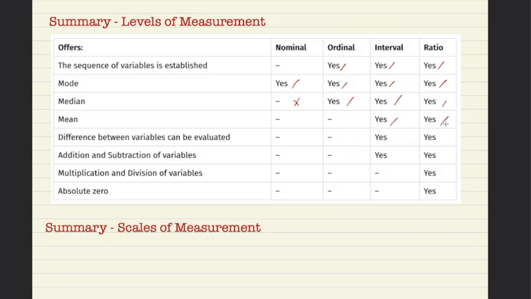The difference between the variables can be evaluated in the interval and in the ratio. Addition and subtraction of variables can be done using the interval and ratio scales of measurement. The multiplication and division of variables can be done in the ratio, and absolute zero is only for ratio.